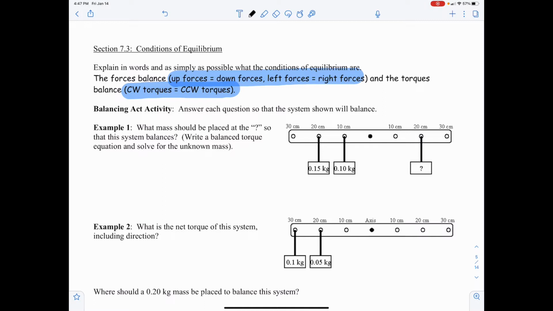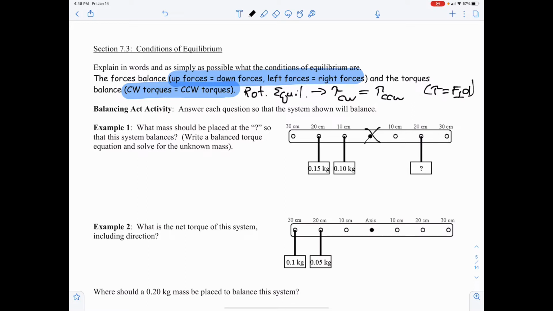So a couple of things to note here. This is what's referred to as rotational equilibrium. Now, rotational equilibrium, we would set clockwise torques equal to counterclockwise torques. And don't forget about the fact that torque is a perpendicular force times distance. Okay, example 1. What mass should be placed at the question mark so that the system is balanced? Write a balanced torque equation and solve for the unknown mass.